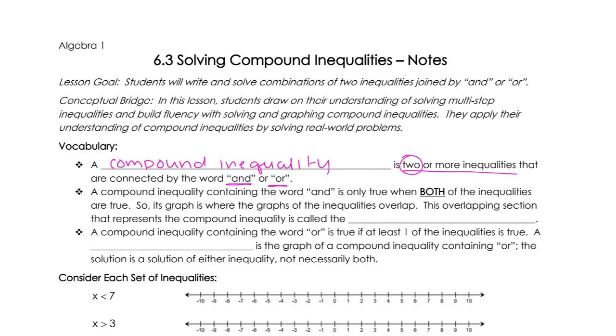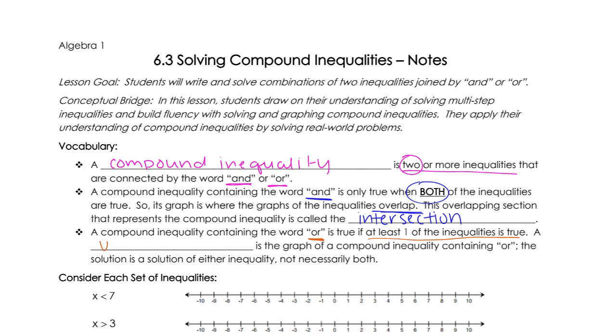A compound inequality containing the word "and" is only true when both of the inequalities are true. So its graph is where the graphs of the inequalities overlap. This overlapping section that represents the compound inequality is called the intersection. And then we have a compound inequality containing the word "or" is true if at least one of the inequalities is true. So this one doesn't have to be both, just one or the other.